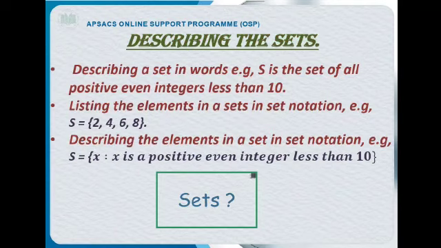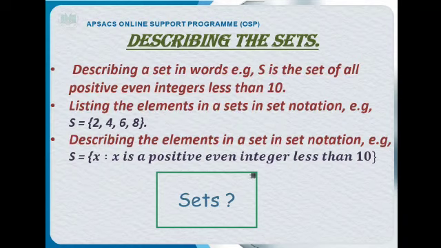Describing a set in words. For example, S is the set of all positive even integers less than 10. Listing the elements in a set in set notation. For example, S = {2, 4, 6, 8}. And the curly bracket is mandatory for the set notation form. Right, students?